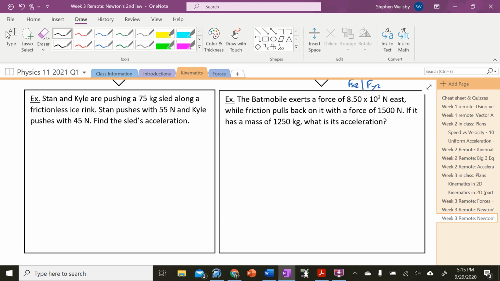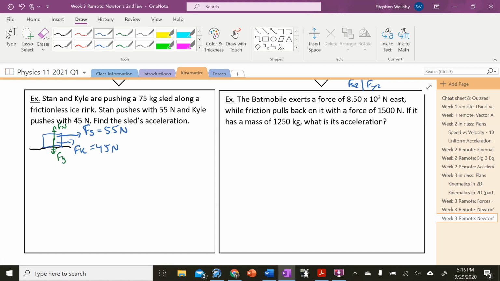The first thing we're going to do always with these force questions is we're going to draw a free body diagram. So Stan and Kyle are pushing a 75 kilogram sled along a frictionless ice rink. So that means there's no force of friction. Now Stan pushes with 55 newtons. I'm going to call this Fs, and that's going to be 55. And we have Fk, Kyle's force, is going to be 45 newtons. And we also have our other forces, of course. We have Fg and Fn, but these aren't really going to play too much of a role in terms of determining the acceleration because they both cancel out.